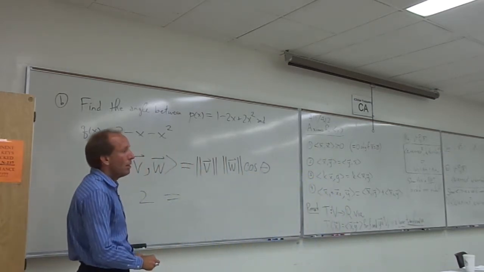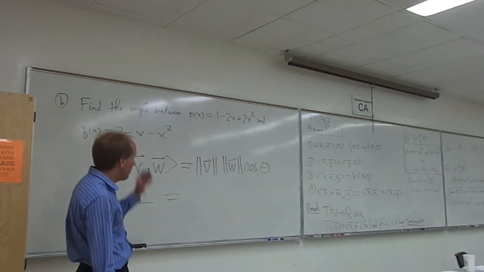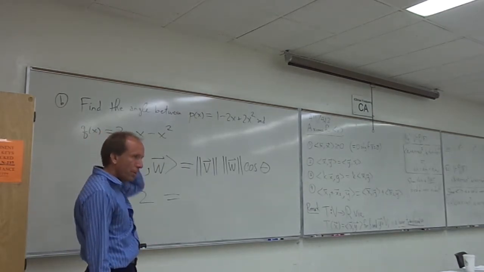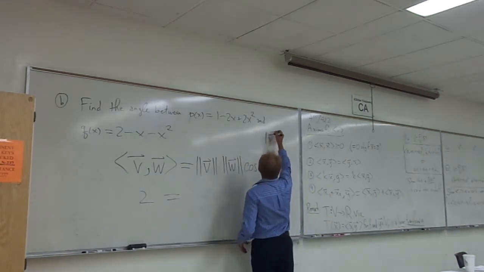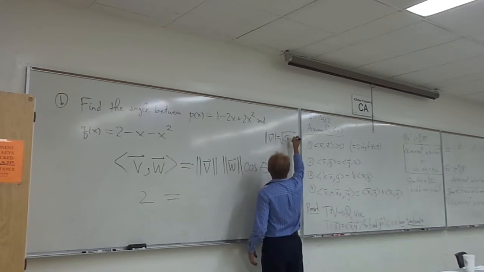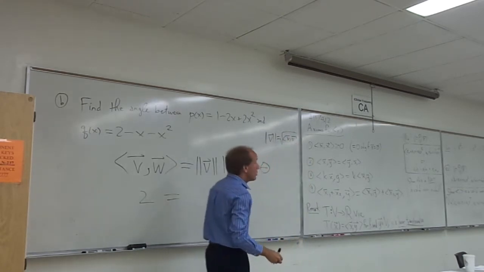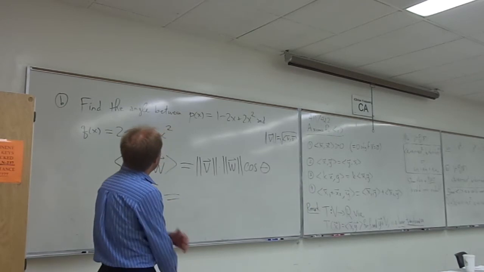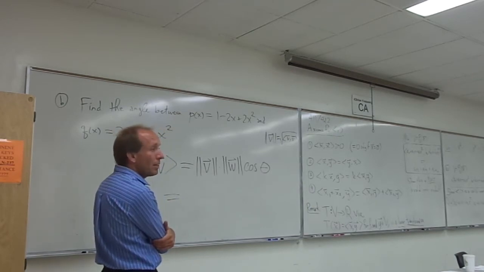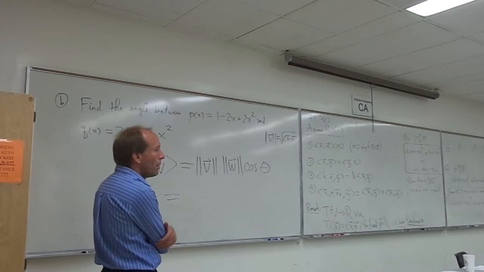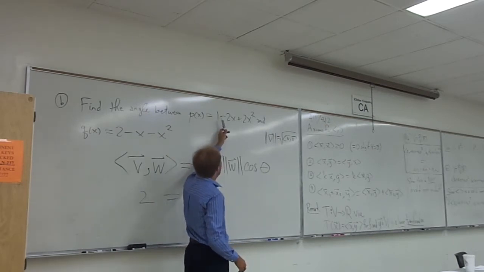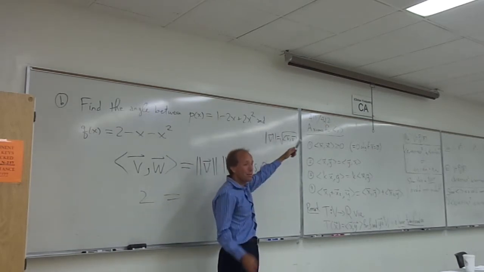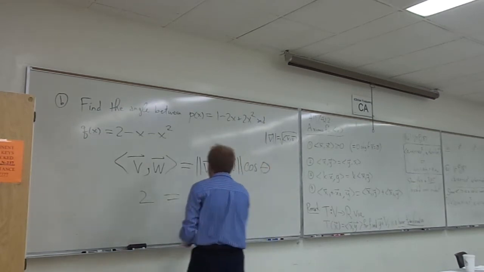What is the norm of... we didn't go over this yet, but I think everybody remembers the norm is the square root of the inner product of the vector with itself. So what's the norm of p of x going to be? Square root of 1 plus 4 plus 4, right? 9, square root of 9 is 3. Great, okay, so we get 3.